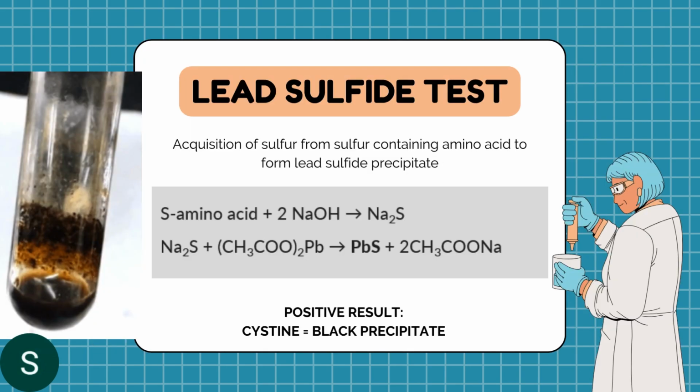Next, we have your lead sulfide test. This is the acquisition of sulfur from sulfur-containing amino acids to form lead sulfide precipitate. Okay? It is a biochemical test for the detection of amino acids like your cysteine. The positive result for cysteine is a black precipitate. Okay? Again, it is a detection of amino acids containing sulfur, the S group, the S group in your cysteine.